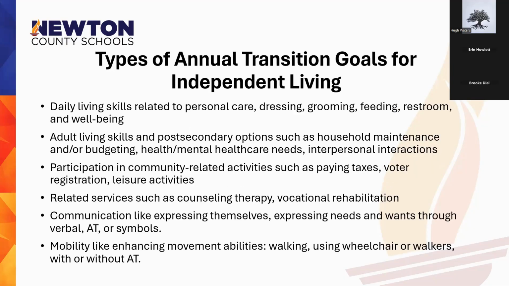Now, these are types of things that we can look at. Daily living skills like personal care, dressing, grooming, feeding, restroom usage, as far as just plain out well-being. I think that kind of goes for everybody, if you want the honest truth. We can look at adult living skills and post-secondary options such as house maintenance, budgeting, healthcare needs, as well as interpersonal interactions, participation in the community, such as paying taxes, voter registration, and leisure activities. Other related services like counseling or vocational rehabilitation.